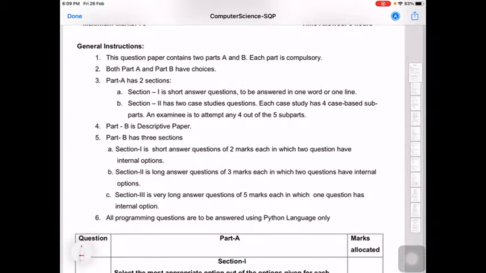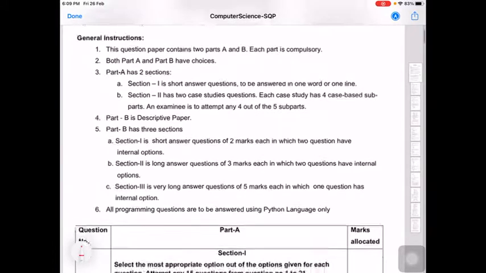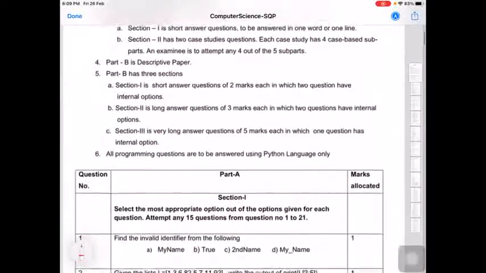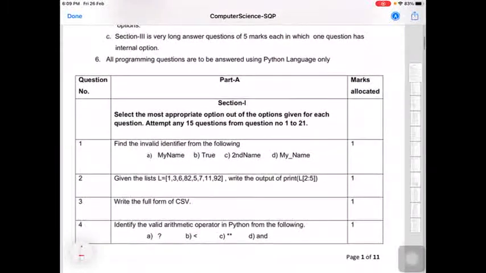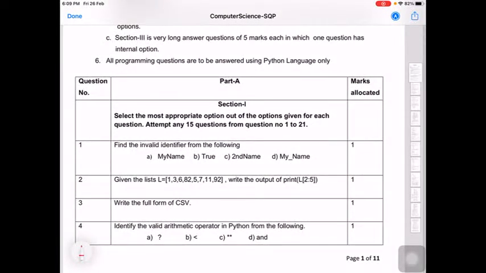Okay, so here you have questions of 1 mark in the beginning. You must know how many questions you have to attempt. So first you should go through the instructions carefully, and you can see that out of 21 you have to attempt just 15. Do not try to attempt more than 15, and please write the question numbers correctly.